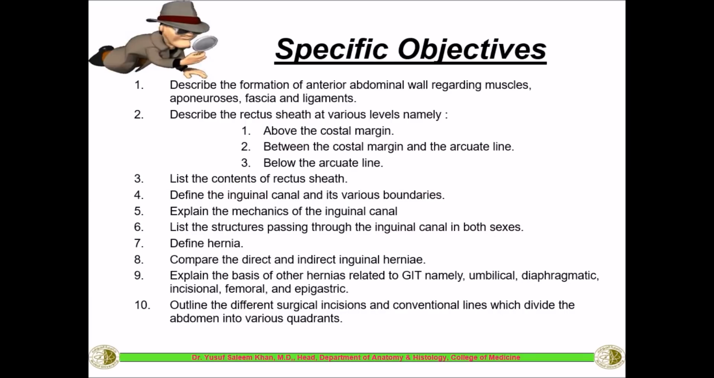Nine is explain the basis of other hernias related to GIT, namely the umbilical hernia, diaphragmatic hernia, incisional hernia, femoral and epigastric hernias. The last one is outline the different surgical incision and conventional lines which divide the abdomen into various quadrants. So these are some of the specific objectives around which our lecture will revolve.